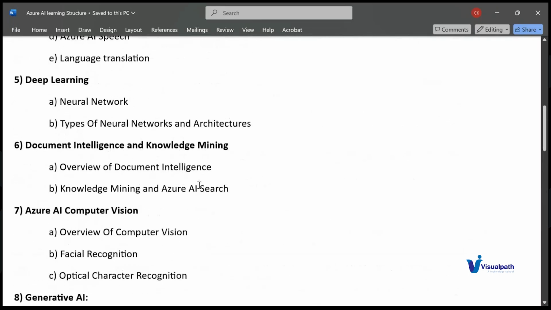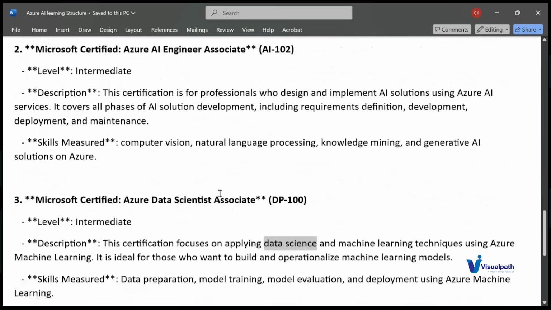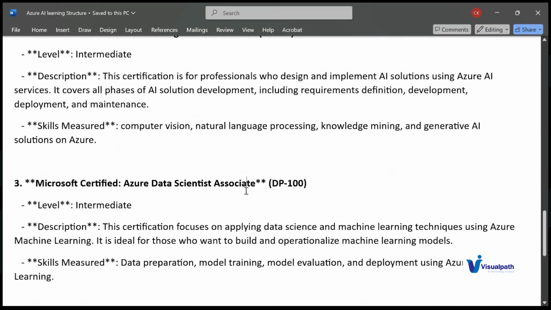So this is the entire course which will be covered once you enroll. You're open for queries. If you have any queries, you can ask me.